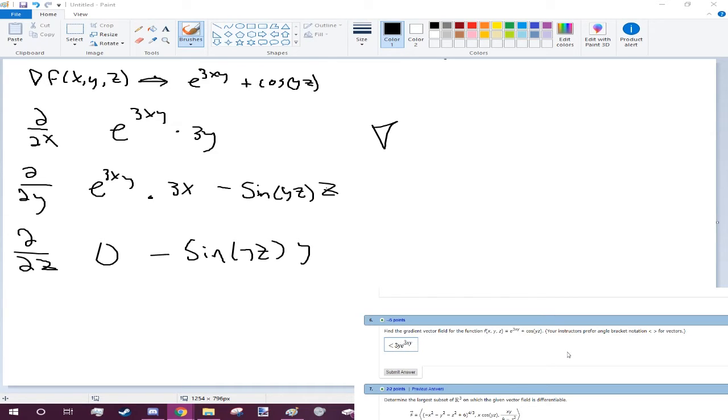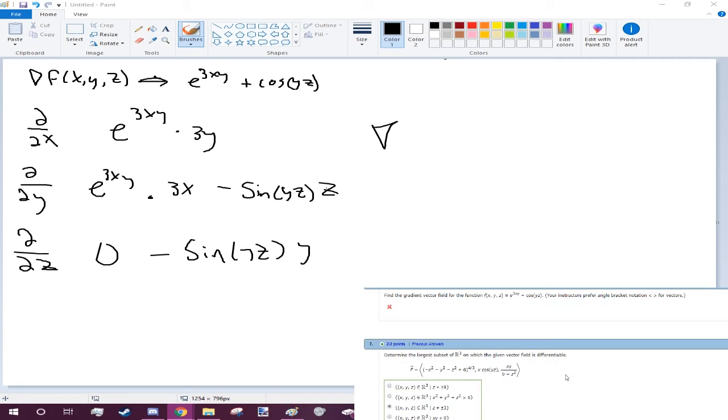That's not a 3, that's a 2. Okay. 3x. E to the 3xy. That's an S. My typing skills are becoming a little shoddy. Times z sine of yz. Correct. Can't be wrong. Y sine of yz. And that is our gradient.